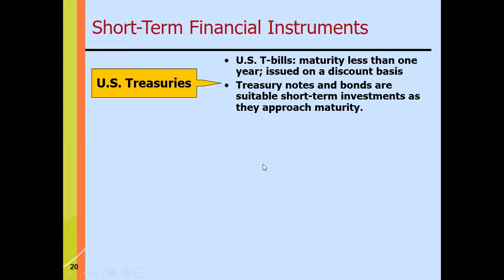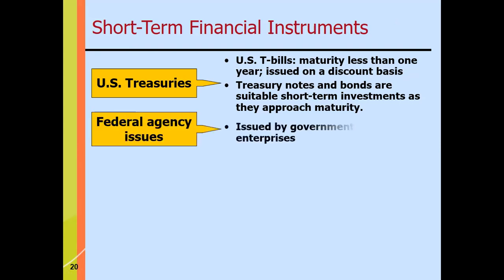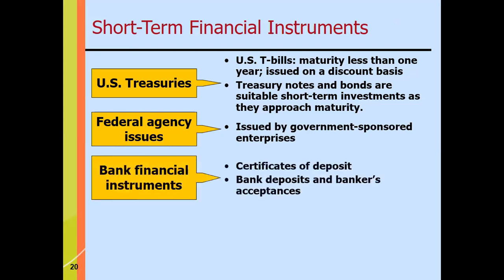Then treasury notes and bonds are suitable short-term investments as they approach maturity, because they are long-term in perspective. So if they are close to 3 months or less, they can be part of cash equivalents or near cash. Then federal agency issues have been issued by government-sponsored enterprises. And we have our bank financial instruments like the certificates of deposit, the bank deposits and bankers acceptances. So these bank financial instruments are also allowed. It's a contract between us, the depositor, and the bank, but the money should be available in 3 months or less.